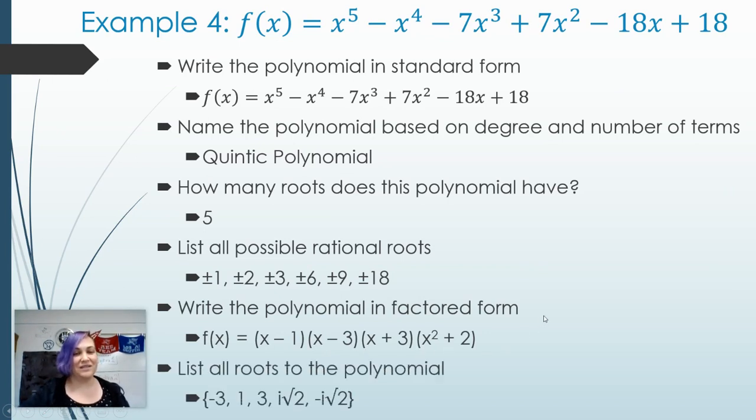And my list of my 5 roots. Now, these are not all x-intercepts, because 2 of my roots are imaginary, which means they don't exist in the real world. So this problem would only have 3 x-intercepts, but it does have 5 roots.